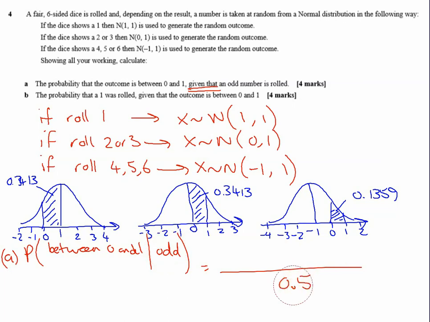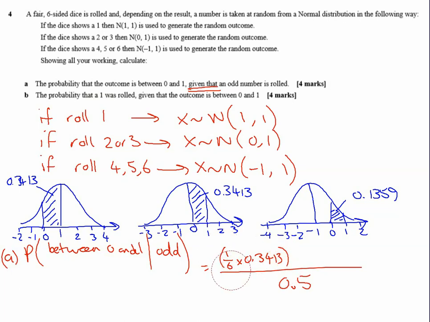Right, but now this is like the intersection of being odd and between 0 and 1. So let's look at that first distribution. How many different odd numbers are there? Well, there is 1 odd number, and that's a 1. So what's the probability of rolling a 1? That's 1/6. But also, we're looking at that score between 0 and 1, so it's a sixth of 0.3413.